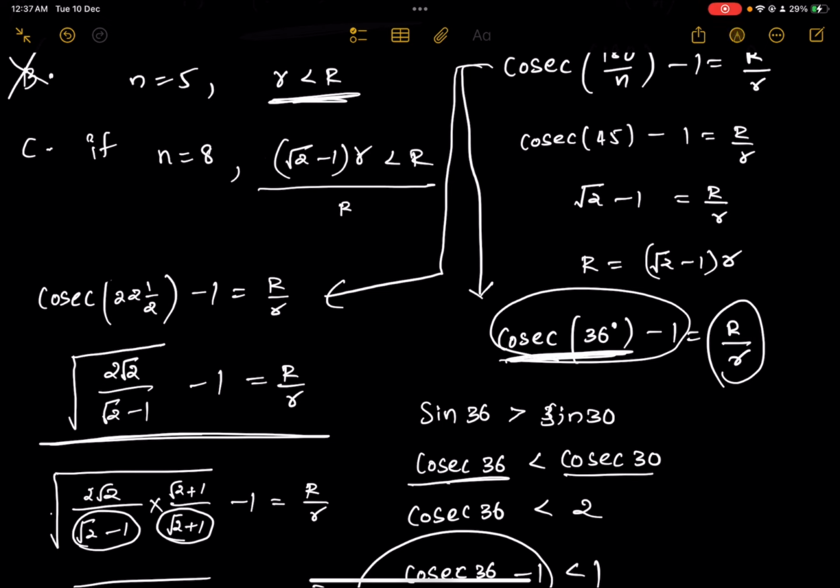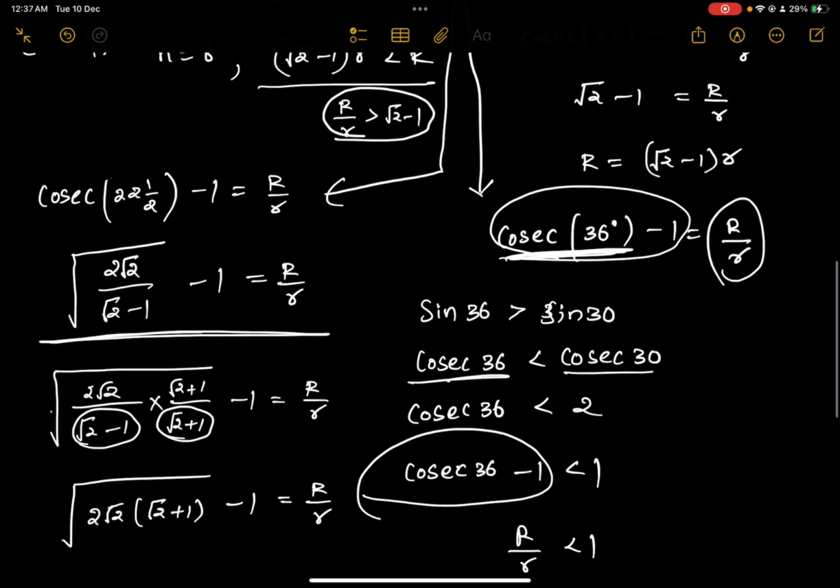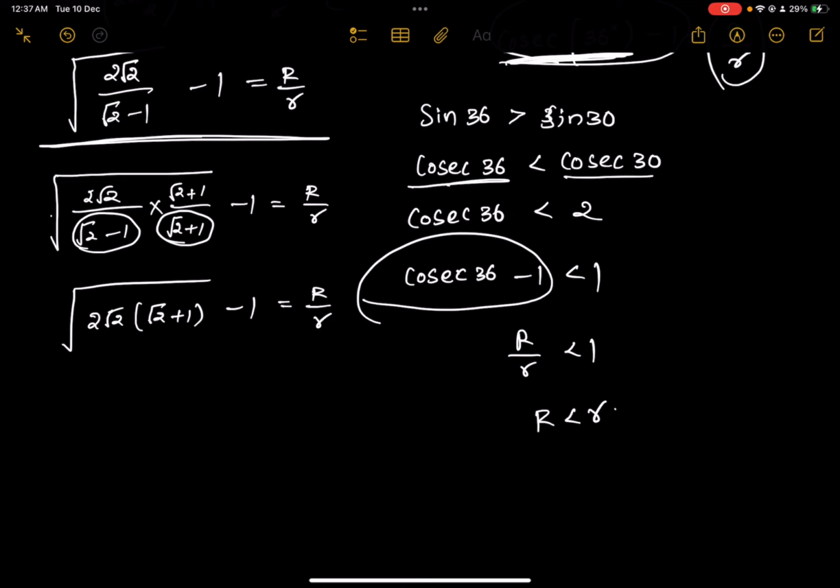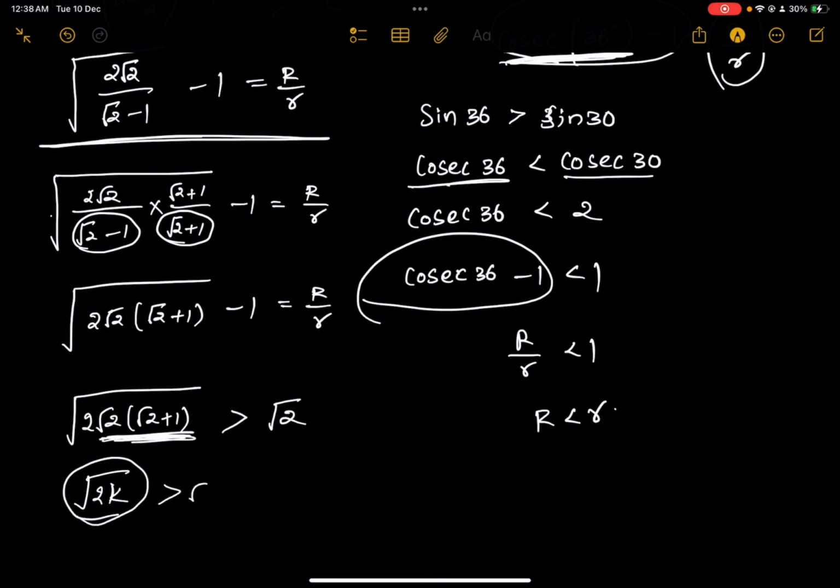So from here also let us find out what R upon r is. R upon r is greater than root 2 minus 1. This is what is given in the option, correct? So this thing, 2 root 2 into root 2 plus 1, is greater than root 2. Because if you consider this thing as k, this is root 2 k. But this k is greater than 1, so root 2 k will be greater than root 2.